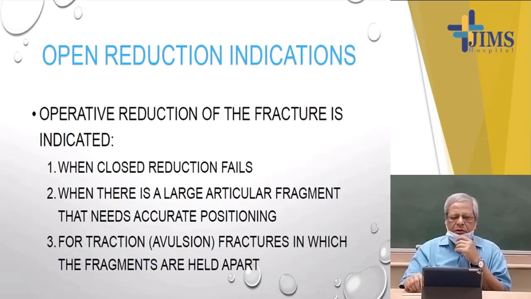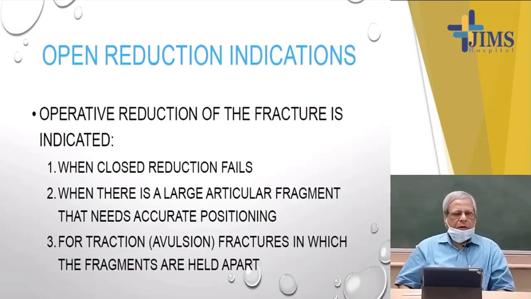When is open reduction done? Operative reduction of the fracture is indicated when closed reduction fails. Suppose I am unable to reduce the fracture by closed means and, by checking the X-rays in the image intensifier on the TV screen, I see that I cannot reduce the fracture to a satisfactory position, then one has to resort to open reduction. So that is when closed reduction fails.